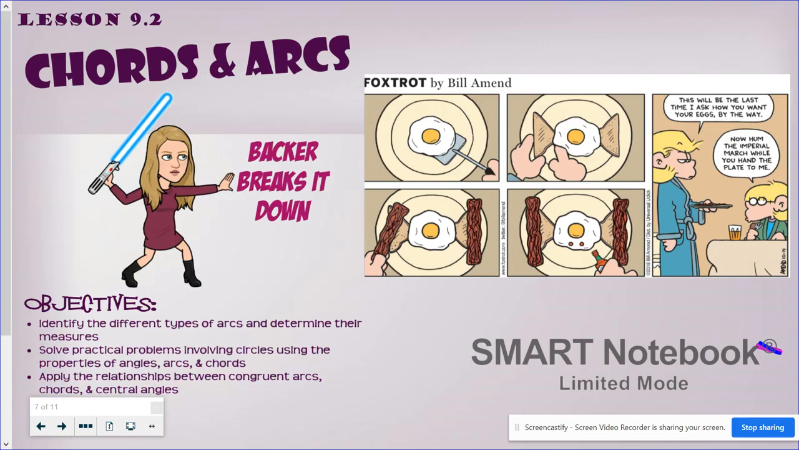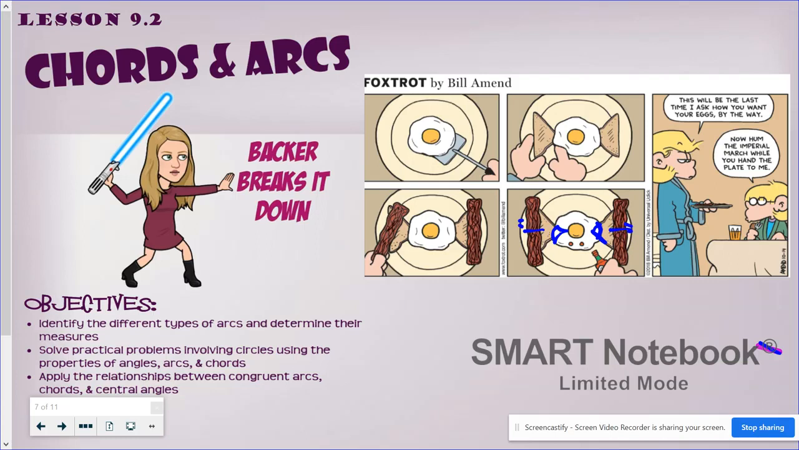And while it may not seem like it, because clearly this particular foxtrot is a Star Wars reference, what we are seeing here is chords, arcs, and central angles. What if those two pieces of bacon were congruent and the two pieces of toast, like the angles they make with the center of the plate where the yolk of the egg is, if those angles were congruent as well and the chords were congruent, would the arcs also be congruent? What do you think?